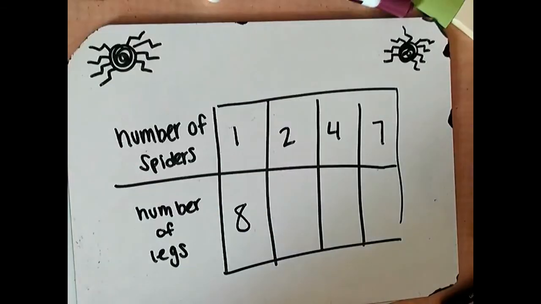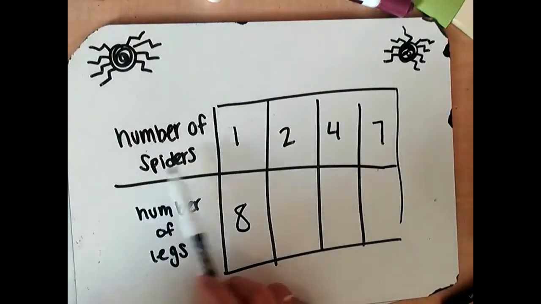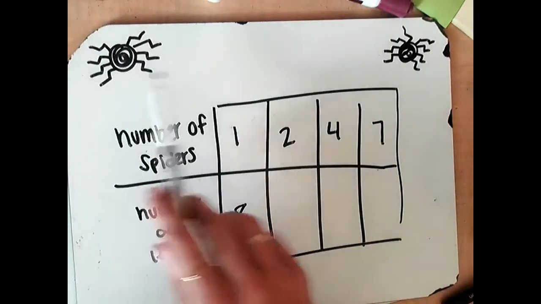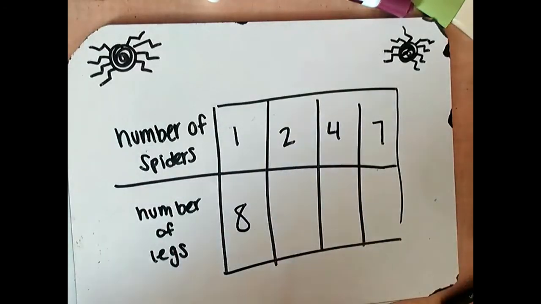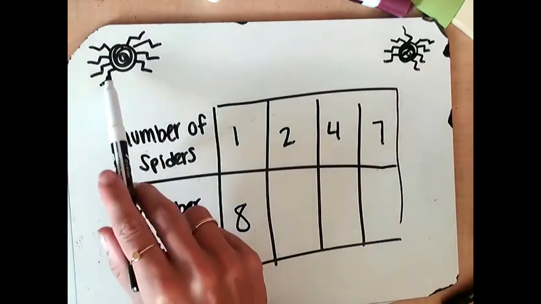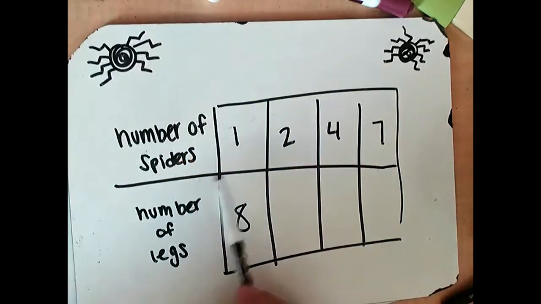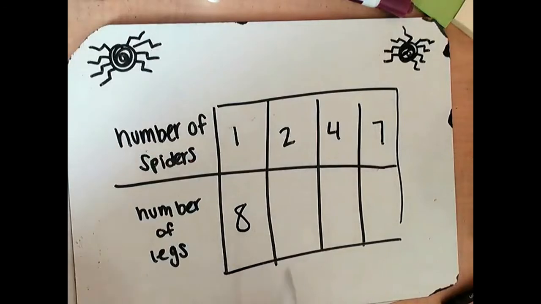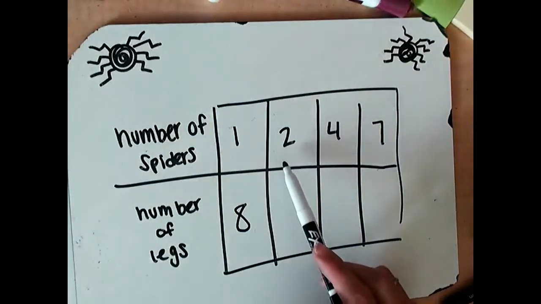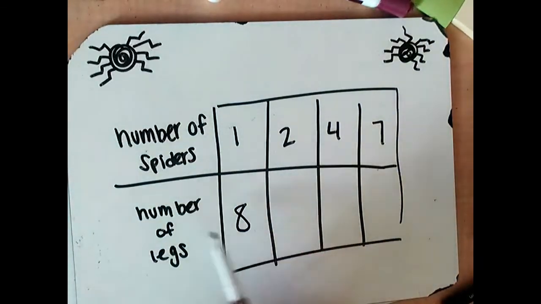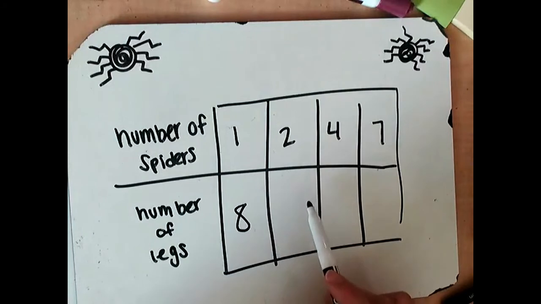Let's take a look at one more real life example. We are looking at the number of spiders I have and the number of legs each spider has. Got some little spooky spiders up there. If I count the legs on my spider, 1, 2, 3, 4, 5, 6, 7, 8, I know that a spider has 8 legs. If I were to have 2 spiders, what would be my multiplication rule? Take a second, think about it.